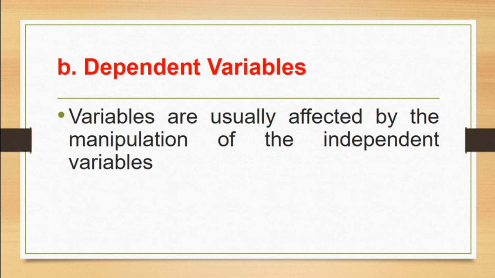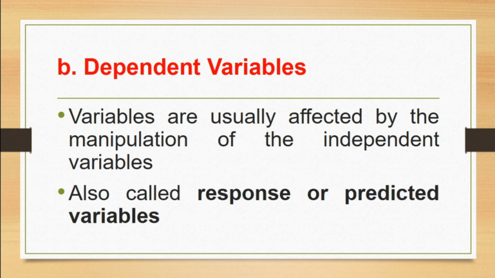Ang dependent variables are affected by the manipulation of the independent variables. Ang dependent, ito yung magdedepende doon sa ating independent, no? So, ito yung unang variable na pwedeng maapektuhan with regards noong mag-iiba or magmamanipulate tayo doon sa independent variables. It is also called as the response or the predicted variables. Ito yung mga response, no? Yung maging result, ang dependent.